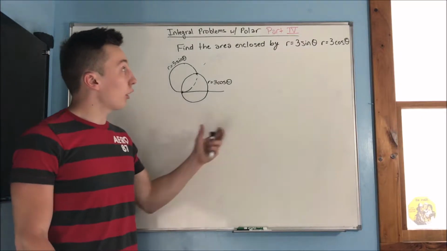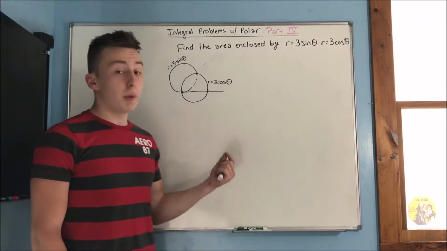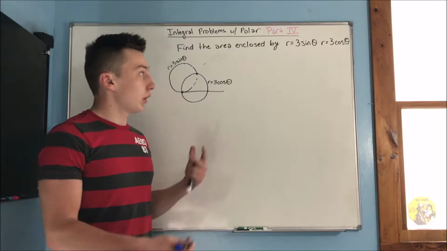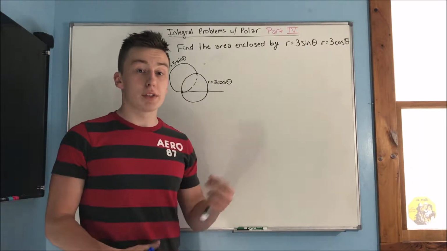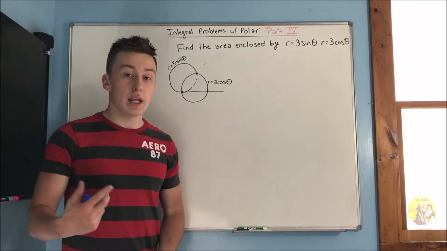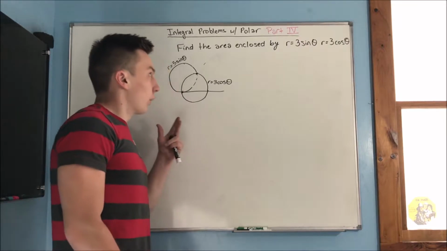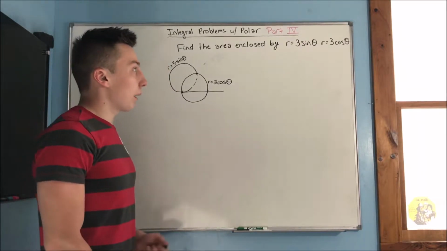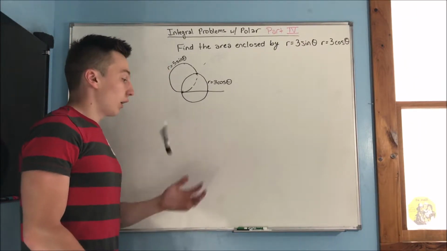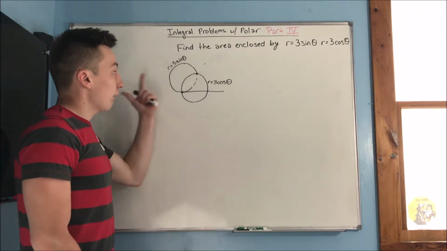Alright, so this is part 4 of integral problems with polar. There's a couple more, a little trickier problems that I wanted to cover, so I'm going to extend this longer than a 3-part series. So we want to find the area enclosed by r equals 3 sine theta and r equals 3 cosine theta, and I have the graphs up here.